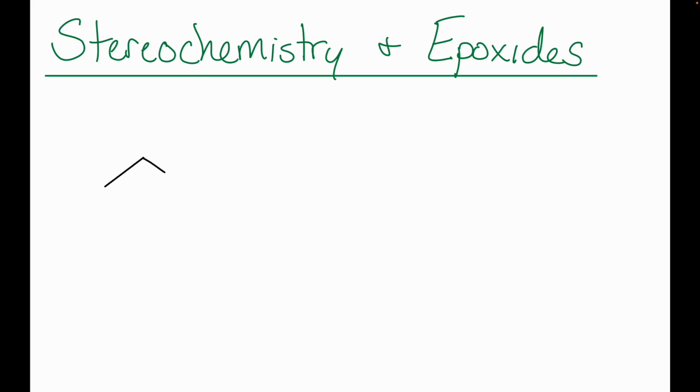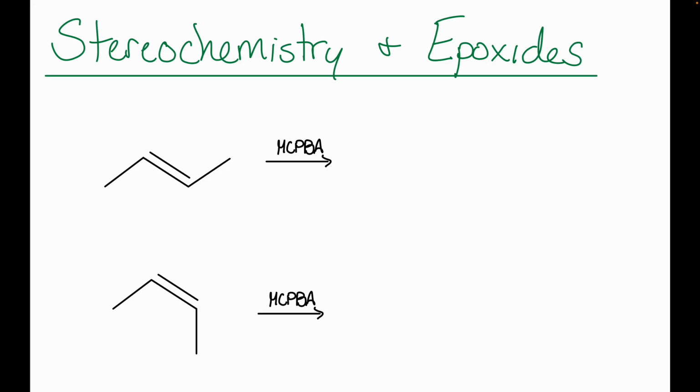So let's imagine we have two different alkenes with different stereochemistries. So here we have the E, here we have the Z, both of our 2-butene. We're going to treat these both with our MCPBA in order to create our epoxide.